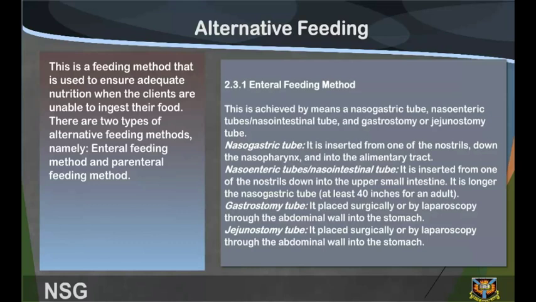It is inserted from one of the nostrils down into the upper small intestine. It is longer than the nasogastric tube, at least 40 inches for an adult. Gastrostomy tube. It's placed surgically or by laparoscopy through the abdominal wall into the stomach. Jejunostomy tube. It's placed surgically or by laparostomy through the abdominal wall into the stomach.